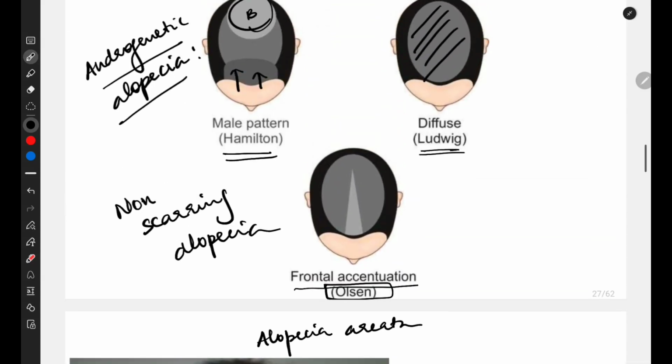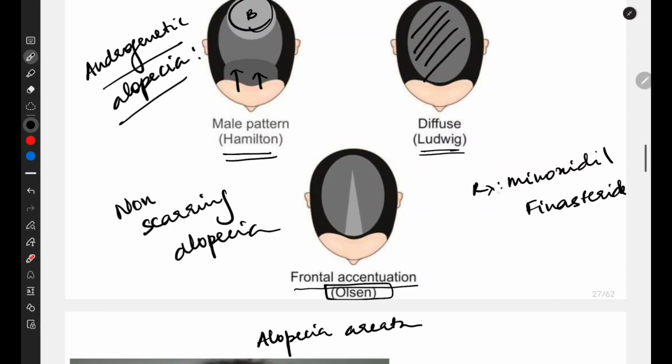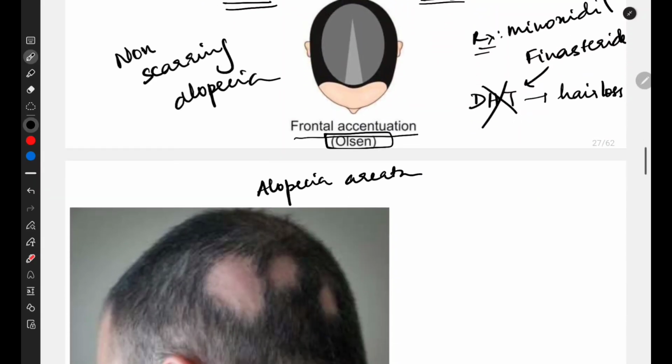Okay, so treatment for this one will be minoxidil and finasteride. These are anti-androgens which will prevent the actions of DHT. So DHT causes hair loss. So this finasteride will prevent the formation of DHT.